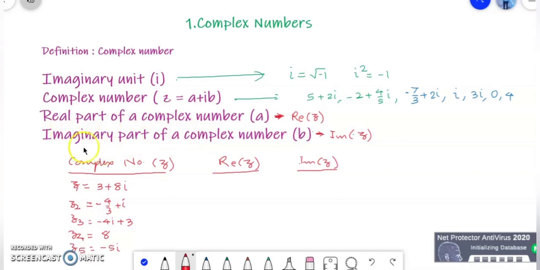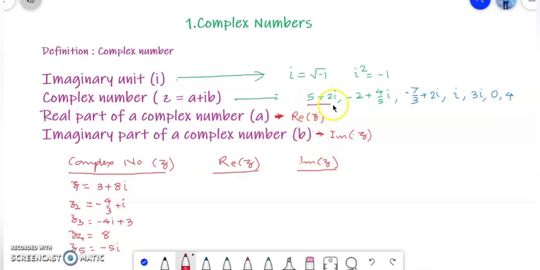Real part and imaginary part of a complex number. The real part of a complex number z is denoted by Re(z). z is the letter used to denote a complex number. So remember, Re z means the real part of z, Im z means the imaginary part of z. Now there are some examples, z1, z2, z3, z4, z5. These complex numbers are written. What are the real and imaginary parts? Mind you, the real and imaginary parts both are real numbers.